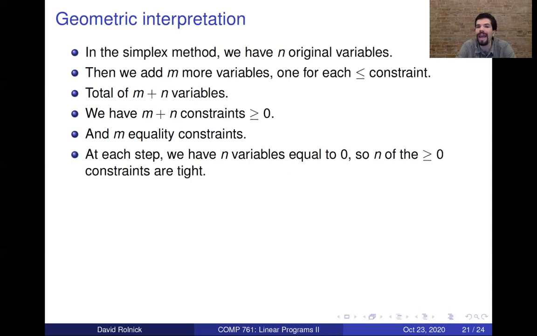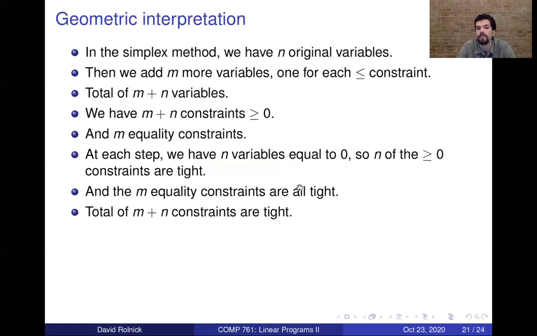At each step, we have n variables equal to 0. So n of these greater than or equal to 0 constraints are tight, n out of these. And all of the equality constraints are tight at every point. So for every one of our candidate points, we have n of the coordinates equal to 0. We have m equality constraints tight. So there are a total of m plus n tight constraints out of a total of 2m plus n constraints that could be tight.